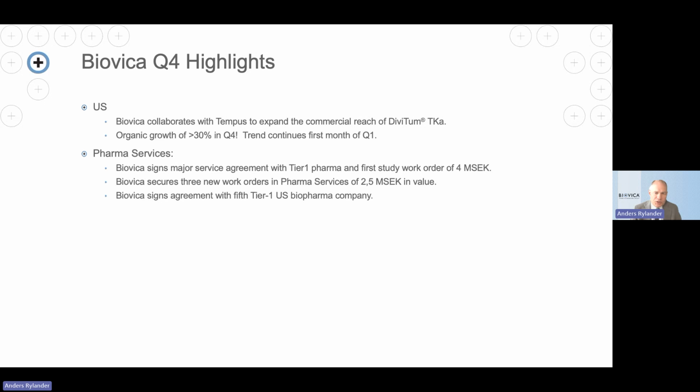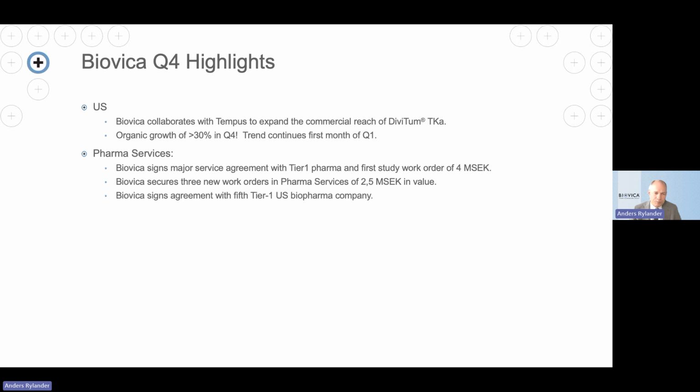Also, our pharma services continue to grow. We see a trend of more and more tier one pharma now being customers, and we see also a trend that the contracts, the work orders, become larger, and also that they are using this not only in one or two projects, but in several of their projects going on.